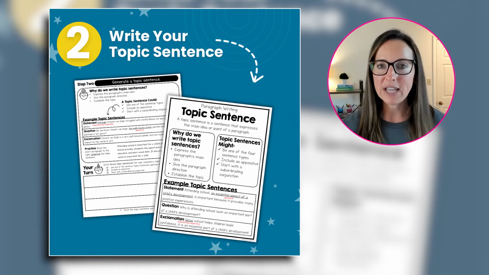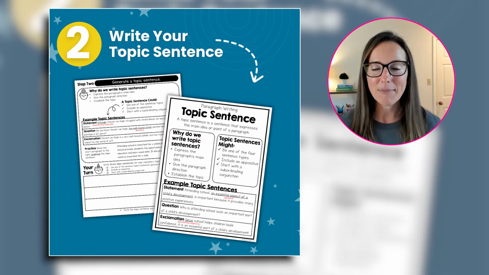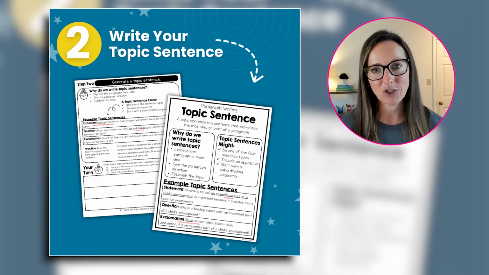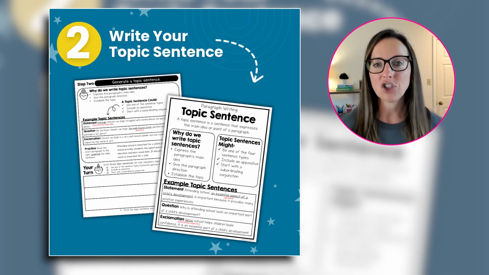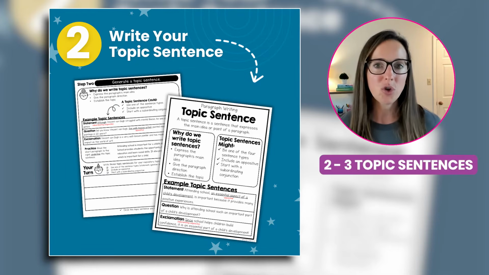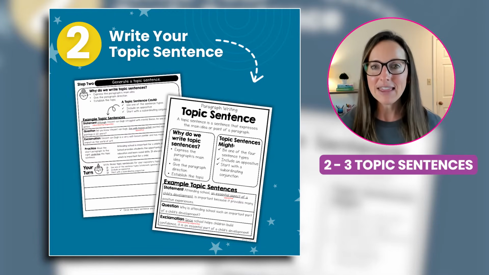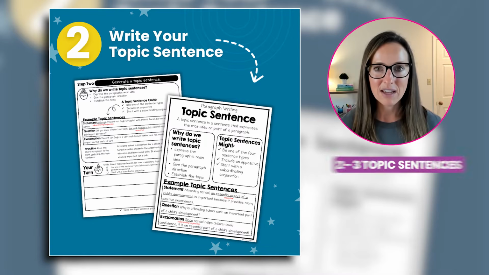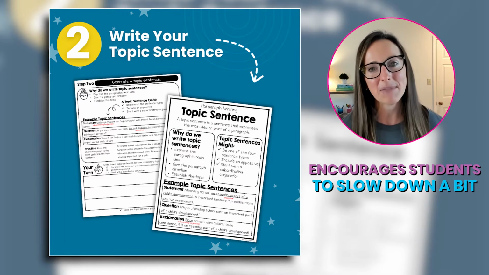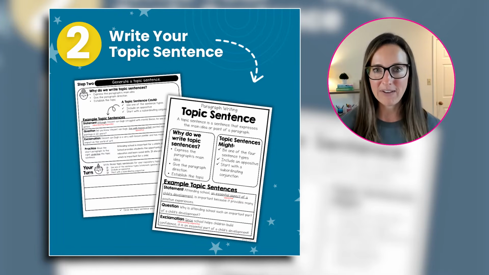Students are going to take a look at their outline and they're going to think about what they're going to say with their topic sentence. And something that we like to have students do is not necessarily write just one topic sentence, but we like the idea of having them write 2 or 3 topic sentences, and then they get to pick which one they like the best. This will encourage students to slow down a little bit, and it also reminds them that we can be revising from the very beginning.